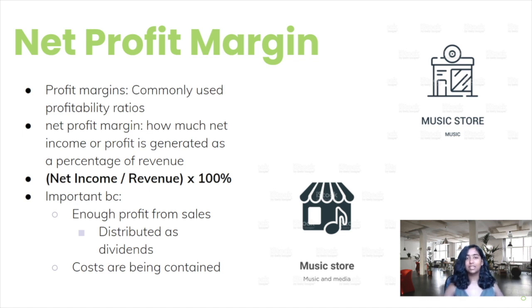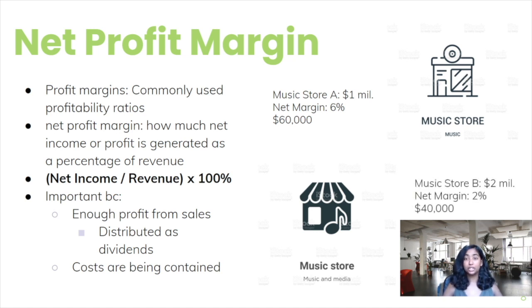Here's an example. There are two music stores, Music Store A and Music Store B. Music Store A has a revenue of $1 million, while Music Store B has a revenue account of $2 million. Even though from the looks of it, Music Store B has more revenue, which should mean that they should be generating more profit, Music Store A has a higher net profit margin of 6%, which means that the net profit of Music Store A will be $60,000 as compared to the $40,000 profit made by Music Store B because Music Store B has a lower percentage of 2%.